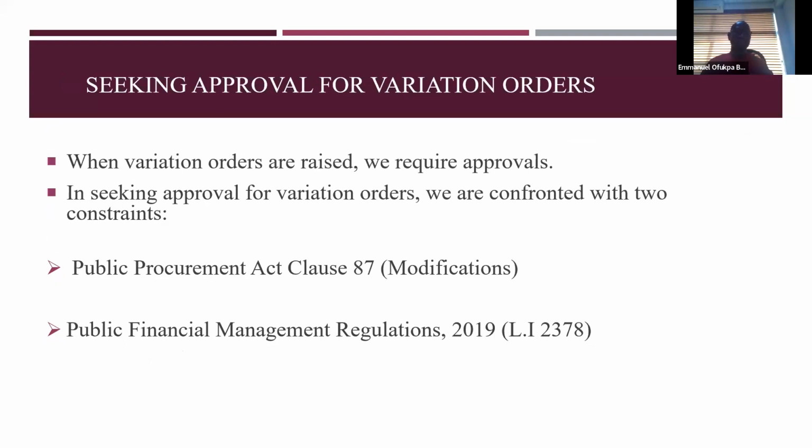When variation orders are issued, we require approvals, because you issue the variation order, the contractor does the work. Before payments are made, we need approvals from the appropriate authorities before we can proceed. But in seeking approval for variation orders, we are confronted with two constraints. First of all, the Public Procurement Act Clause 87, which talks about modifications, and then the public financial management, the most serious one, which most of us are not privy to because we are always concerned about the works side, but we don't bother ourselves with financial issues. So the Public Financial Management Regulations 2019, LI 2378.